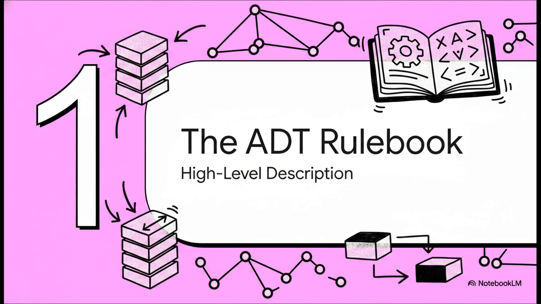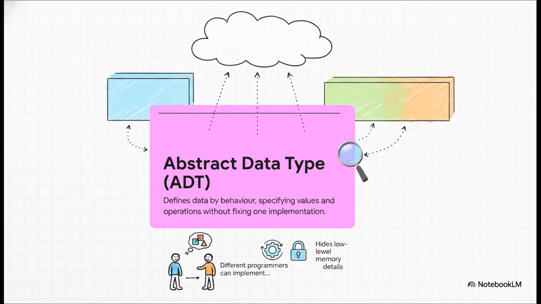Let's talk about the high-level description. So an abstract data type, or ADT, is fundamentally a high-level description. It defines a type of data strictly by its behavior. It tells us what values can be stored and what operations are allowed. Things like adding or removing an item.